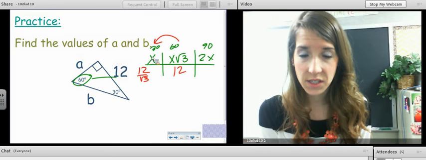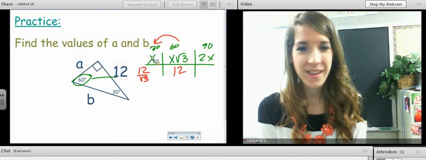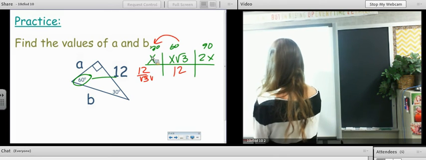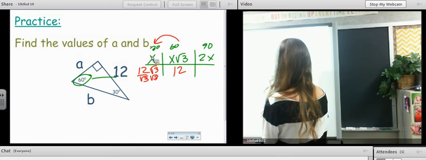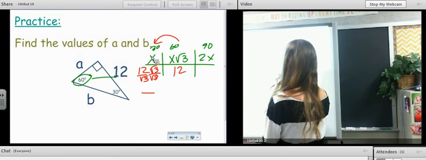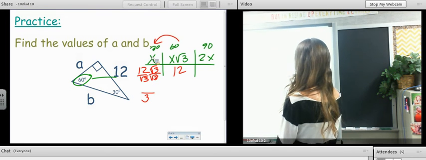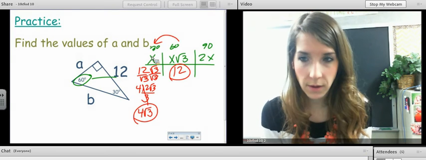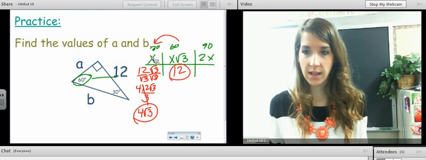So A is 12 divided by root 3. Except you can't leave your answer like that. So you do a little bit of work to it, and you get square root 3 times square root 3, 12 times square root 3. And you're going to cancel those out in 4. So now x is 4 root 3. So we've got 2 of our 3 sides. We've got 4 root 3, we've got 12, and then we don't know what the last one is.